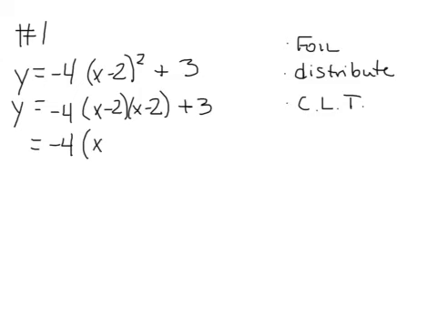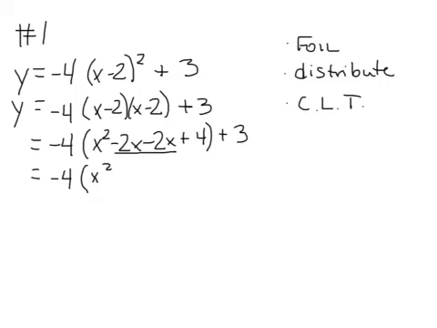When we FOIL, we end up with x squared minus 2x minus 2x plus 4. And then let's go ahead and finish our foiling by combining the like terms inside those parentheses. We've got x squared. When we combine these, -2x minus 2x, we get -4x plus 4. Okay, so we've just completed the FOIL step. That was us foiling the x minus 2 squared.